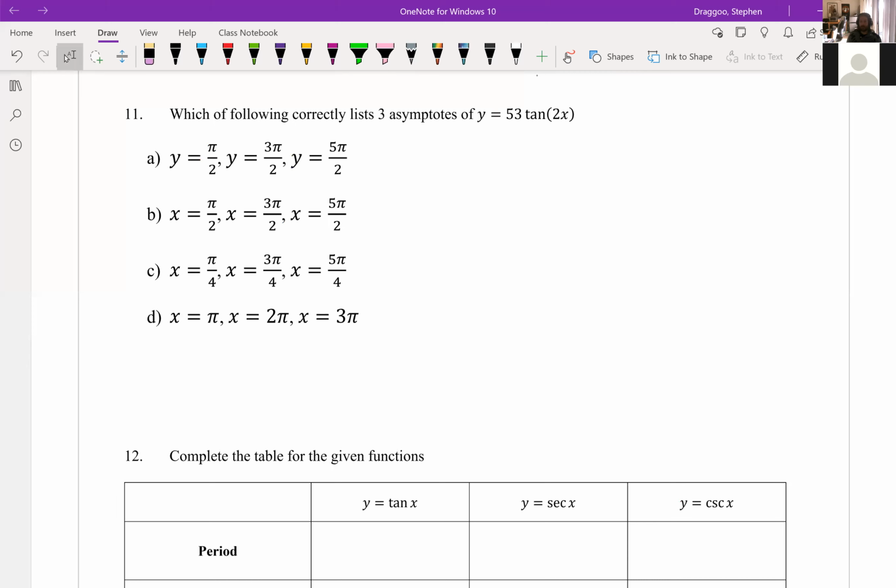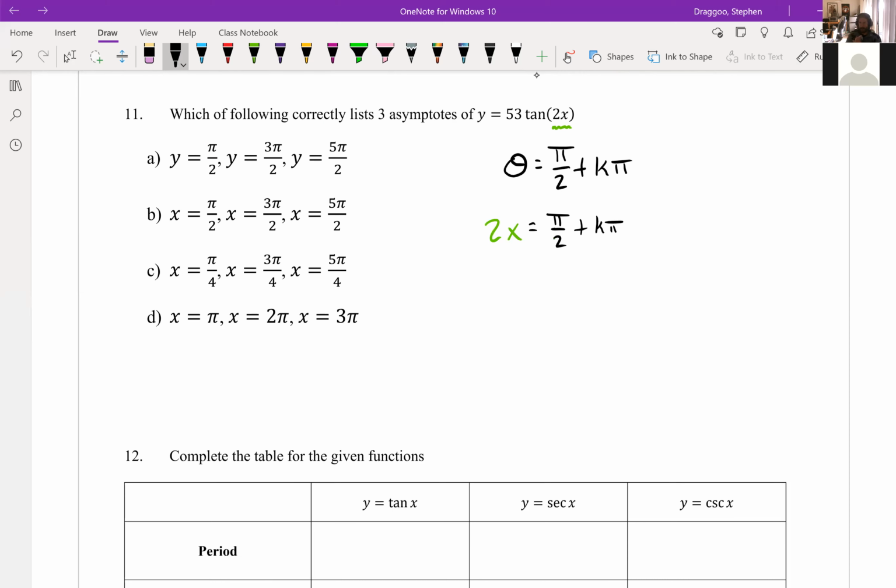Right, on to problem 11. Which of the following correctly lists three asymptotes of the equation y equals 53 tangent of 2x? So if we have tangent of theta, then the vertical asymptotes for tangent theta would be theta equals pi over 2 plus k pi. So I want to claim that 2x is equal to pi over 2 plus k pi.